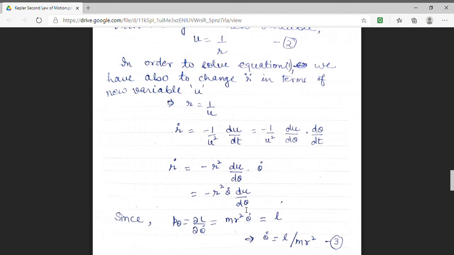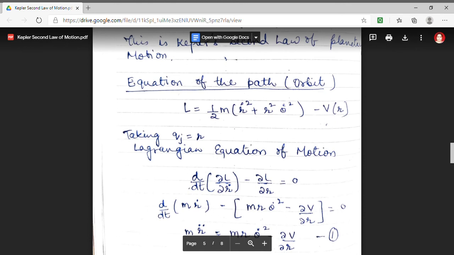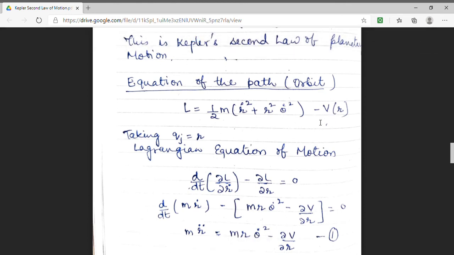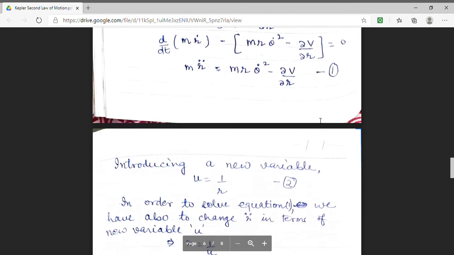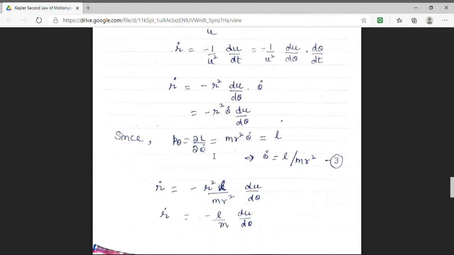And in our Lagrangian, we can see that the coordinate θ does not appear. That means θ is a cyclic coordinate. And we know that the momentum corresponding to a cyclic coordinate is constant. We can express this constant momentum as L. The generalized momentum will be p_θ = ∂L/∂θ̇, which will be equal to m r² θ̇. We have assumed it to be L.